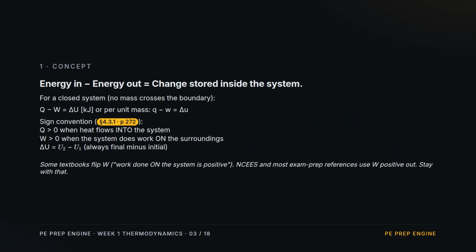Concept. The first law for a closed system is a straight energy balance. Heat in minus work done by the system equals the change in internal energy. Sign convention matters. Heat positive, flowing in. Work positive when the system pushes the piston out. Delta U is final minus initial. Some textbooks flip the work sign, but NCEES and this course use work positive out.